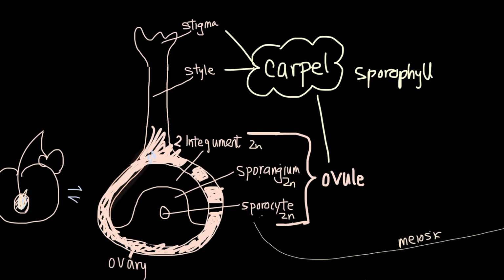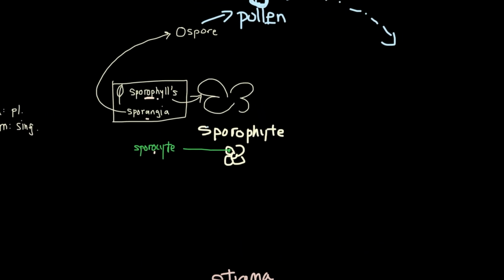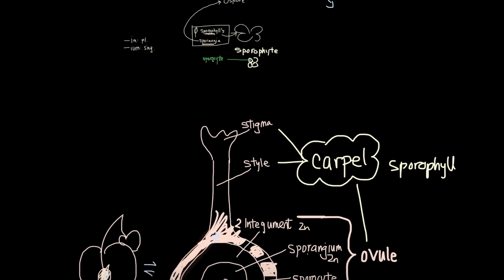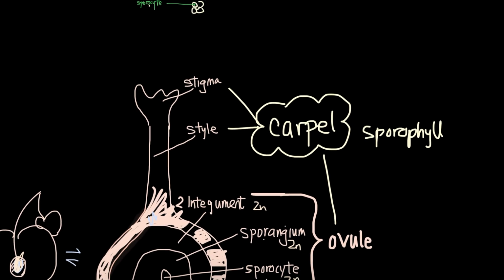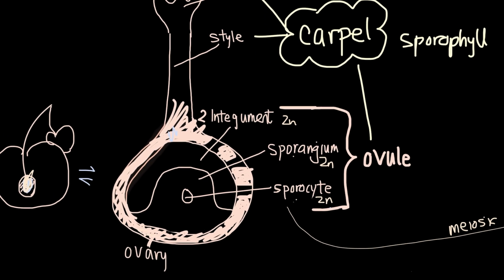And the carpel is also the sporophyll. So what is a sporophyll in an alternation of generations? A sporophyll is typically the leaf that contains a spore-producing organ called the sporangia. So then the carpel contains the stigma, which receives the pollen, the style, and the ovule. So the ovule is surrounded, protected by the ovary. The ovule will later become the seed, while the ovary later becomes a fruit.